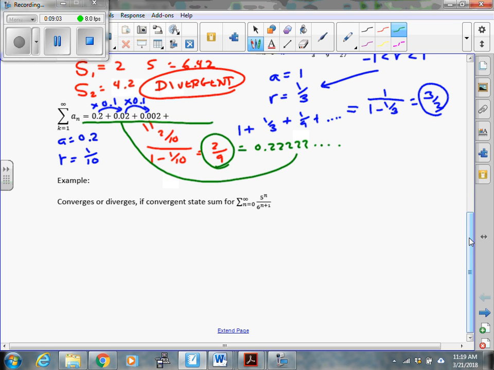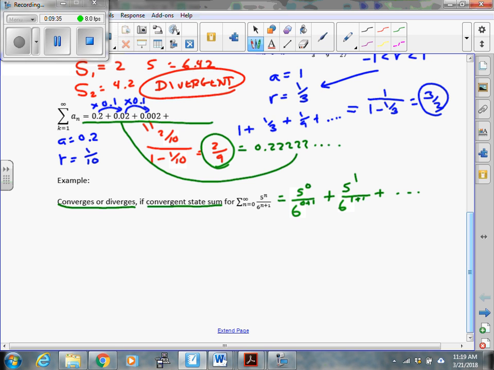Okay. Now here's another situation here. The question is, does it converge or diverge? If it does converge, state its sum. That means tell me what it adds up to. This is written in the summation form. So I'm going to go ahead and write out the terms. The first thing is you plug in 0. So you get 5 to the 0 over 6, 0 plus 1. Plus, the next term would be 5 to the 1 over 6, 1 plus 1, etc. So let's write those out.